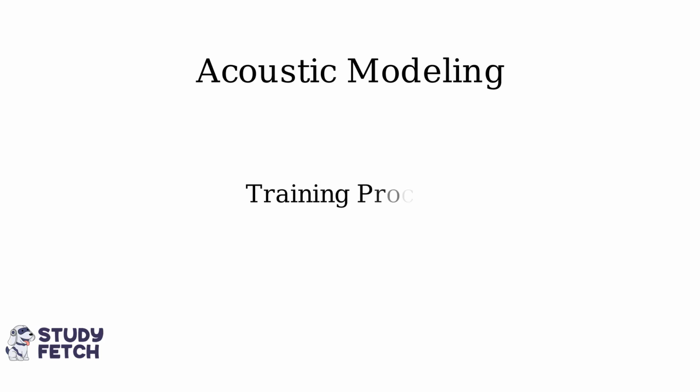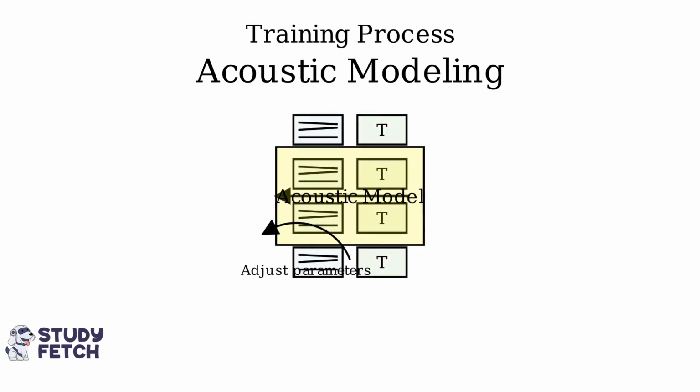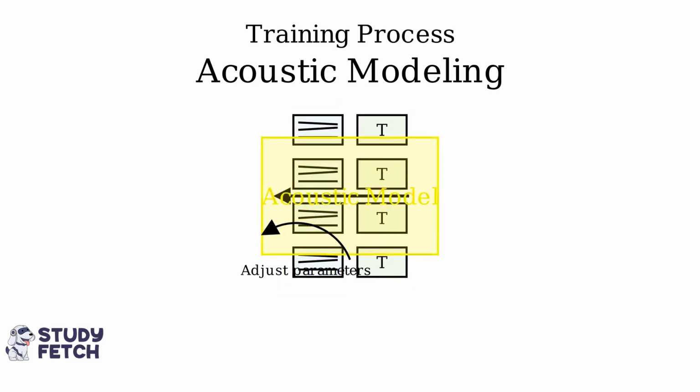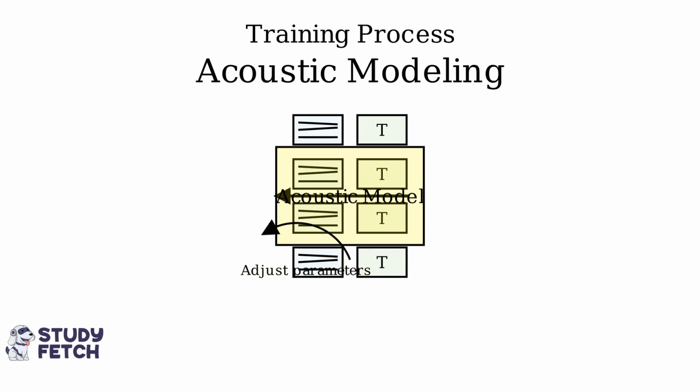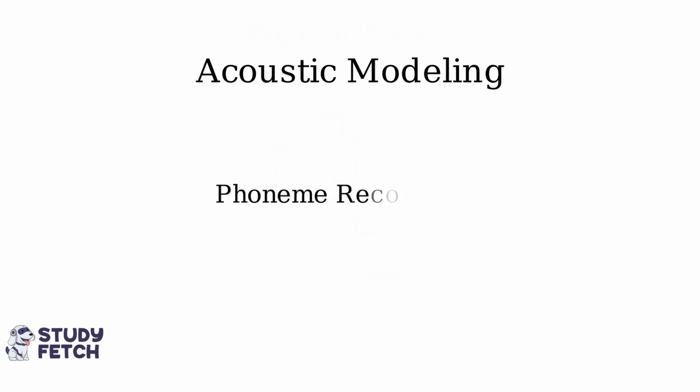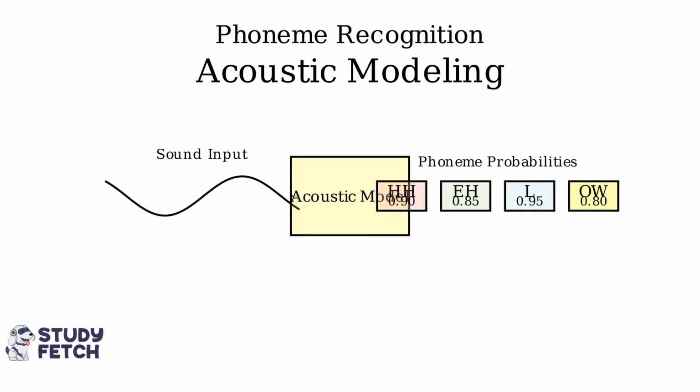Acoustic models are trained on large datasets of speech with corresponding phoneme labels. The model learns by analyzing audio features and adjusting its parameters to better predict the correct phonemes. Once trained, the acoustic model can recognize phonemes in new speech by calculating probabilities for each possible sound. The system analyzes sound input and outputs probabilities for different phonemes, choosing the most likely sequence.